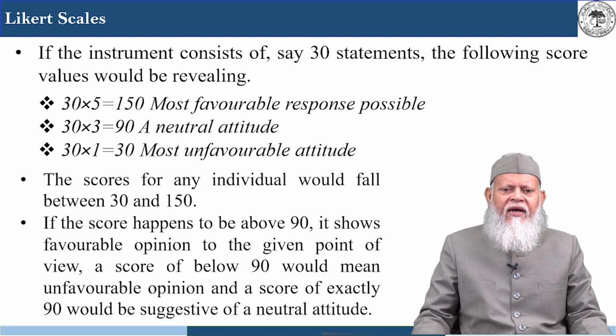So let us come back to the PPT, where we have the 30 statements. In these 30 statements, what could be the possibilities? The possibilities would be either 30 into 5 is equal to 150, the most favorable response possible, 30 into 3 is equal to 90, a neutral attitude, and 30 into 1 is equal to 30, the most unfavorable attitude.